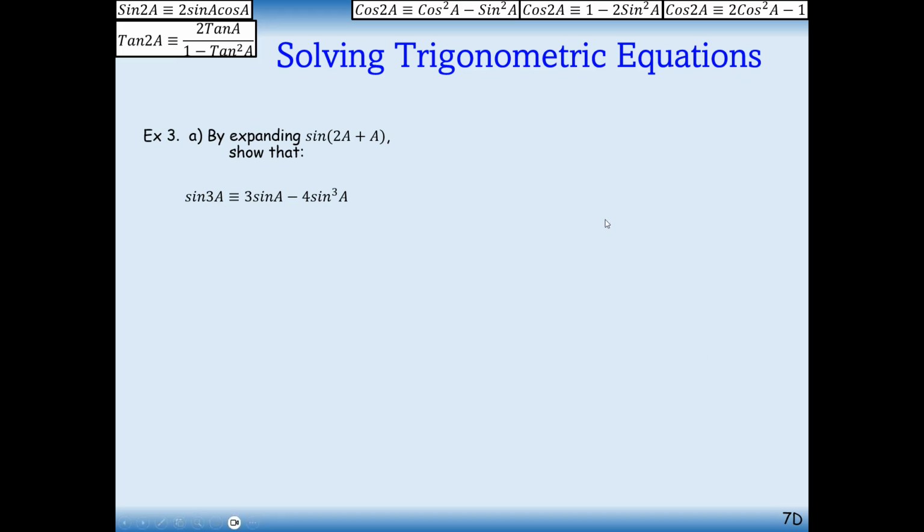This example is rather long and involved, so I hope you've taken a break and hold on to your hats here. We've been asked to expand this bracket and show that sine of 3a equals 3 sine a minus 4 sine cube of a. Now, why? Well, because 2a and a add up to 3a, right?